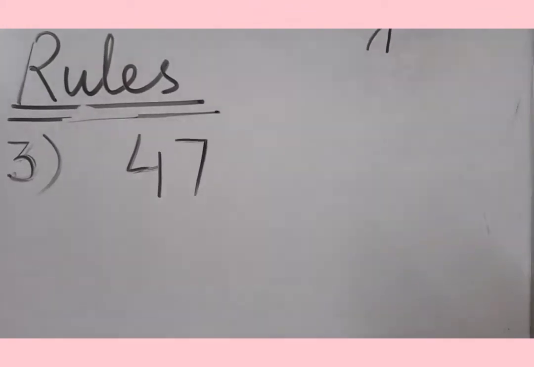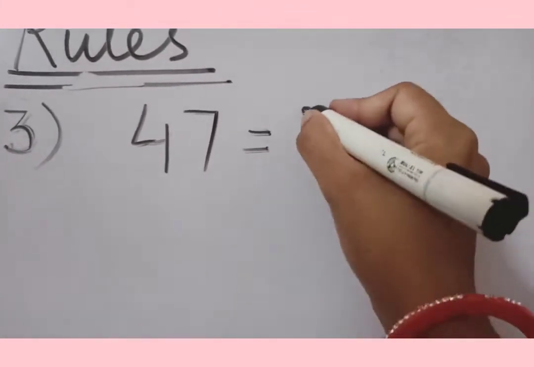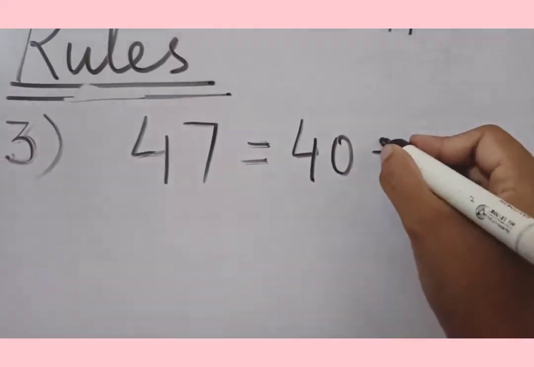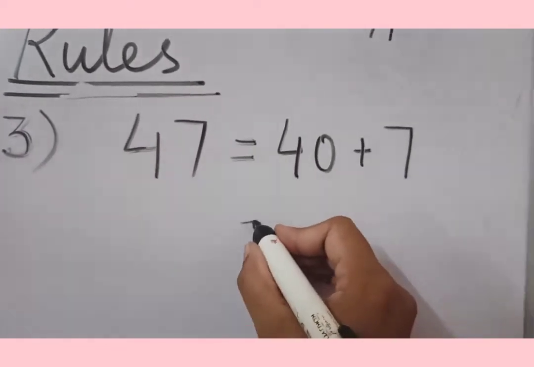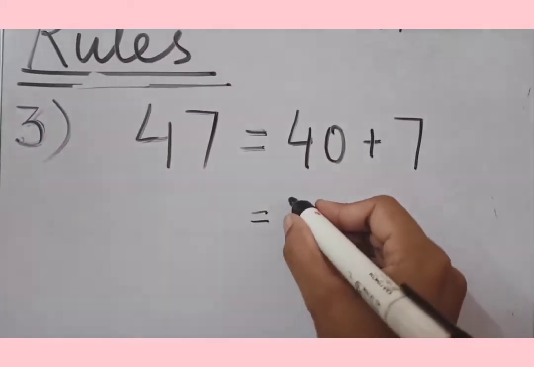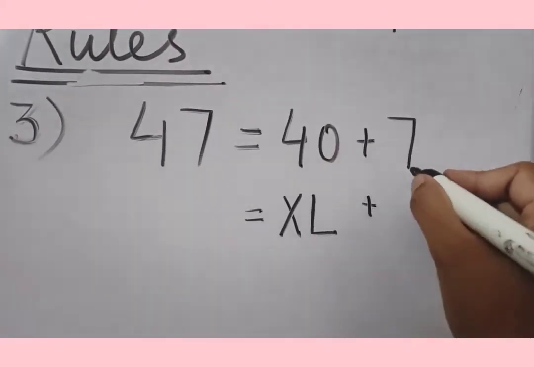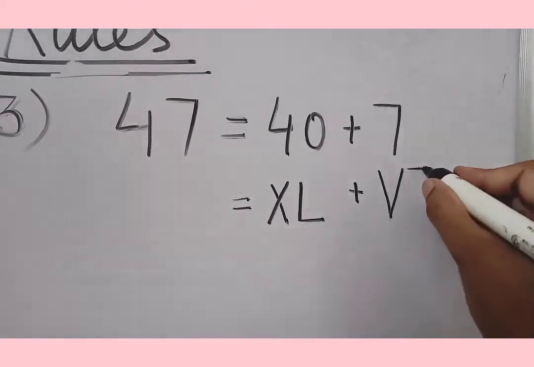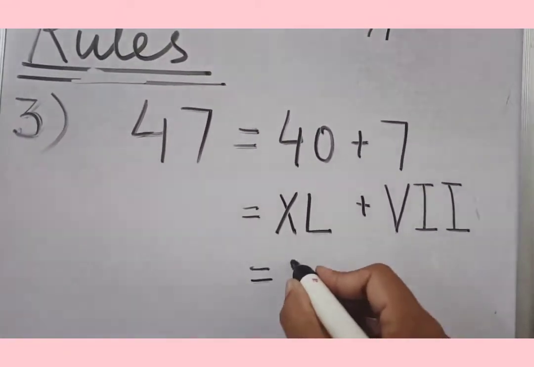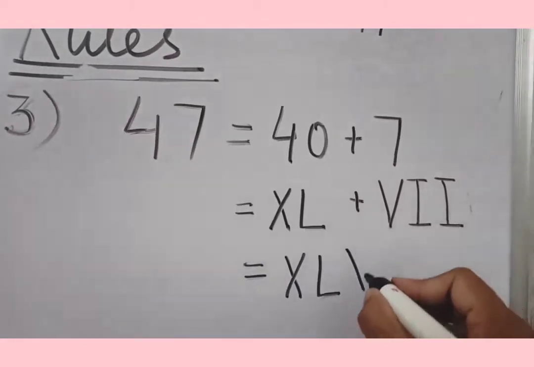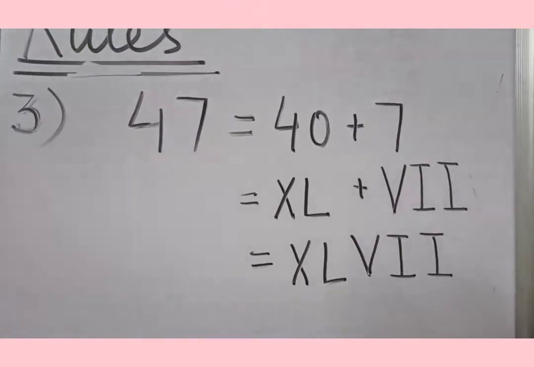Here is one more example, and the example is 47. The first step is to write the expanded form, where 4 is at tens place and 7 is at ones place. To write 40, I'll say 10 is subtracted from 50. And to write 7, I'll write 5, 1 and 1. The last step will be to remove the sign of addition and write all the alphabets together, and we get the answer.